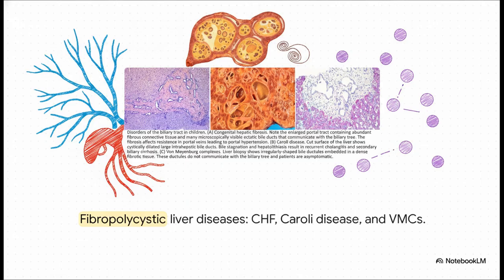And then there's congenital hepatic fibrosis. This one causes abnormal branching of portal veins, which leads to severe portal hypertension, so think splenomegaly and esophageal varices in a child. But importantly, their actual hepatic synthetic function, like their bilirubin and albumin levels, stays perfectly normal.